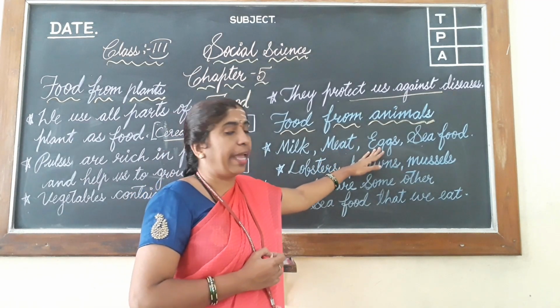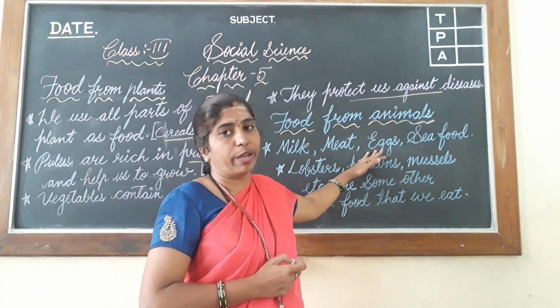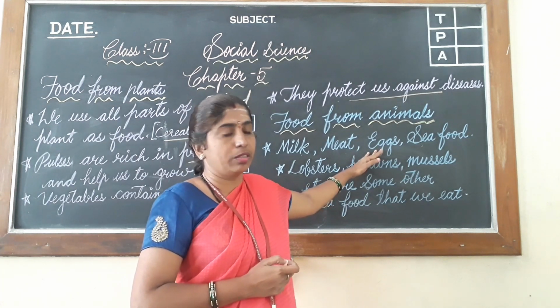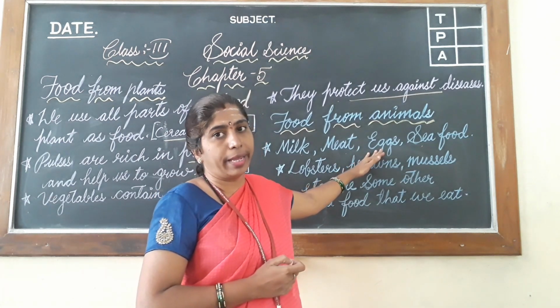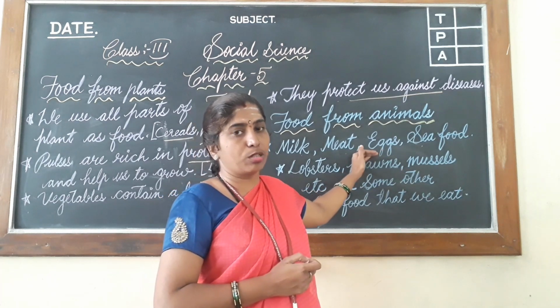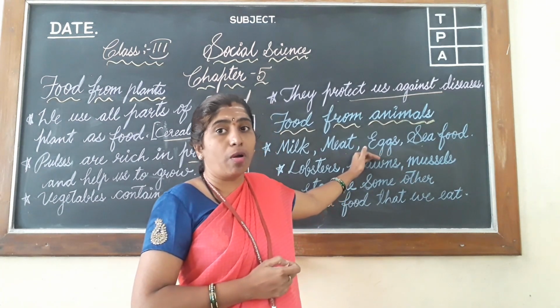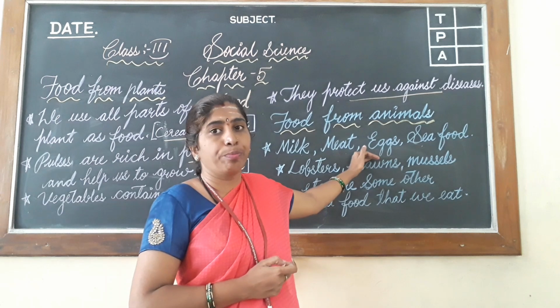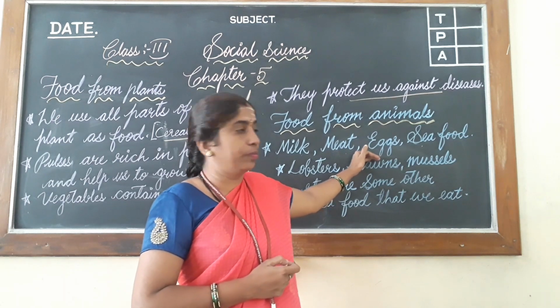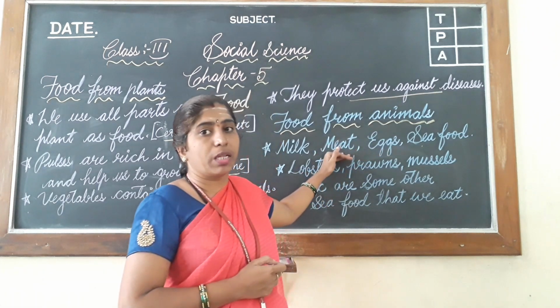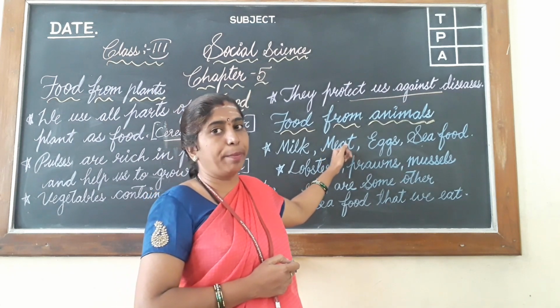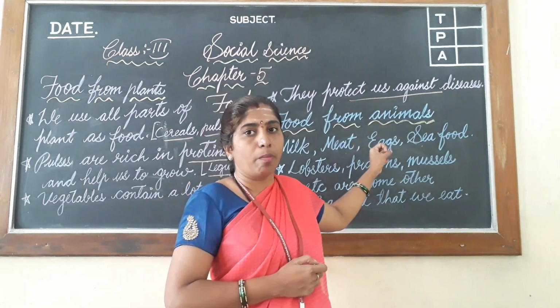Okay. Then eggs. Eggs may be of hen or duck. This is also included in our daily food. Eggs also are kept in the pot. You get eggs from the poultry farm. Okay. And meat from the poultry farm. Egg and meat you get it from the poultry farm.